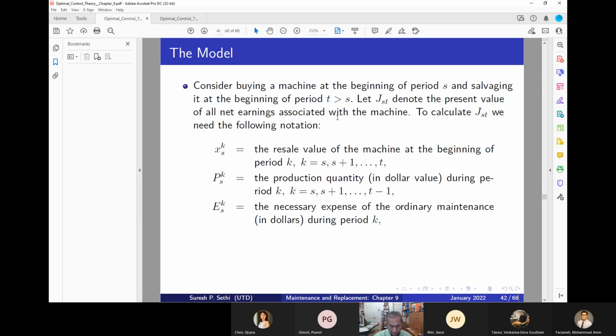I'm keeping the Thompson model here. X_SK is the resale value of the machine at the beginning of period K, and K equal to S plus 1 up to T. Because it starts from S and goes to T, so we can find the resale value of the machine. P_SK is the production quantity in dollar value during period K. And because remember, I am selling the machine at the beginning of period T, so the production can only happen up to T minus 1.